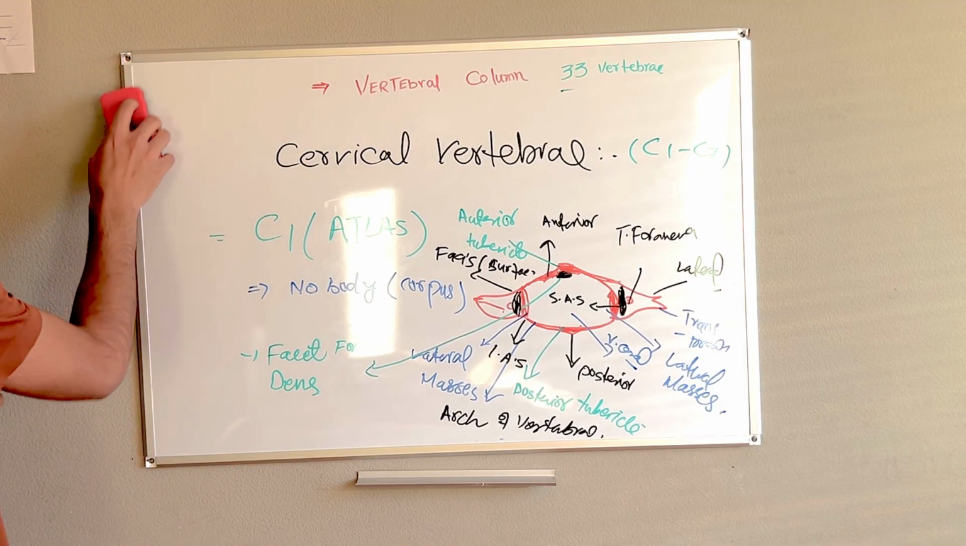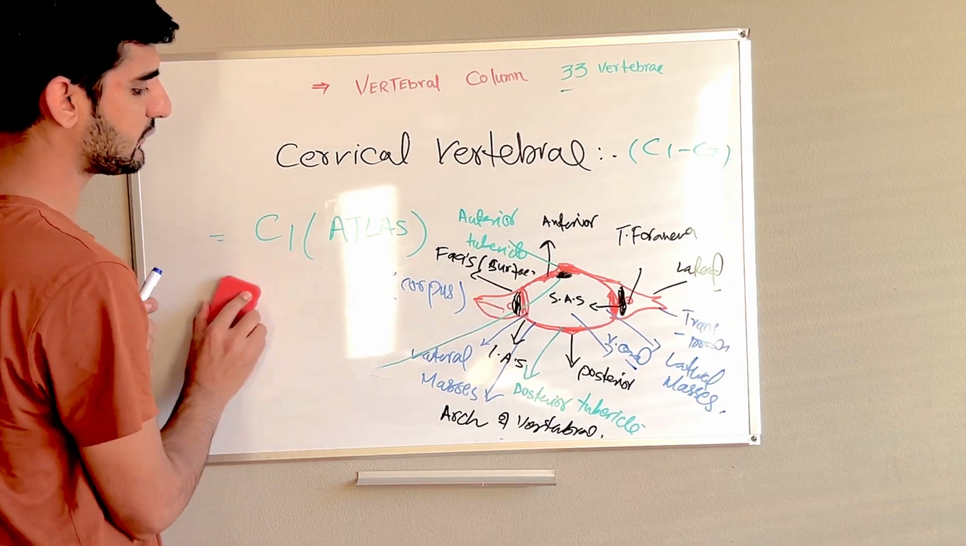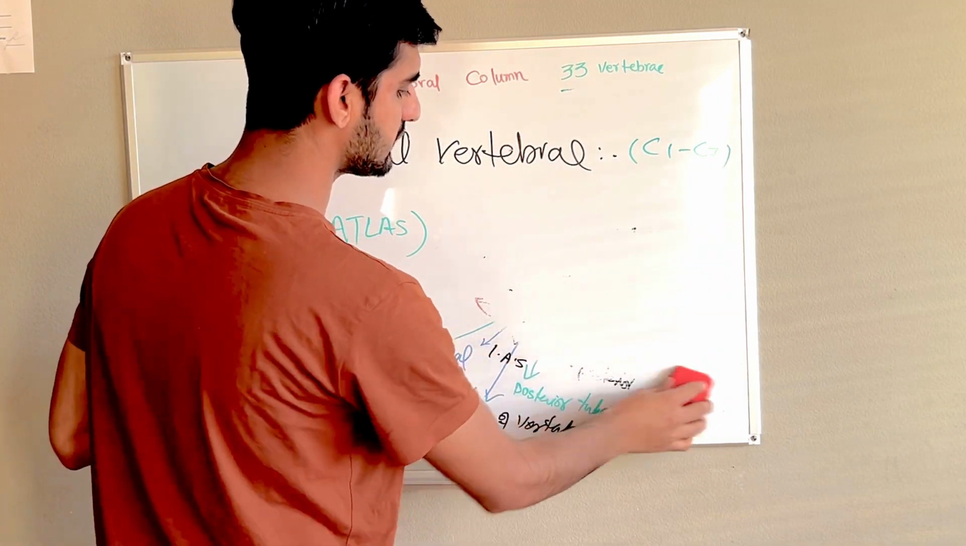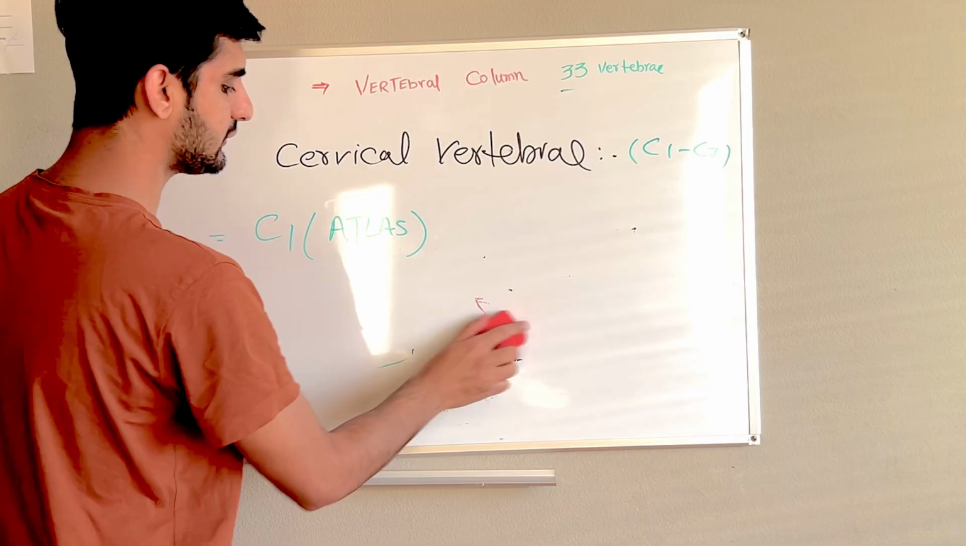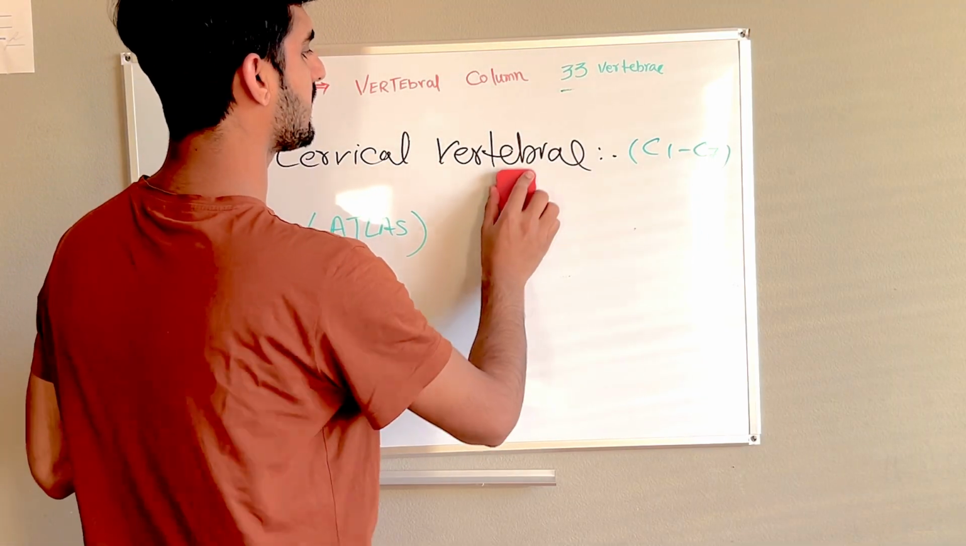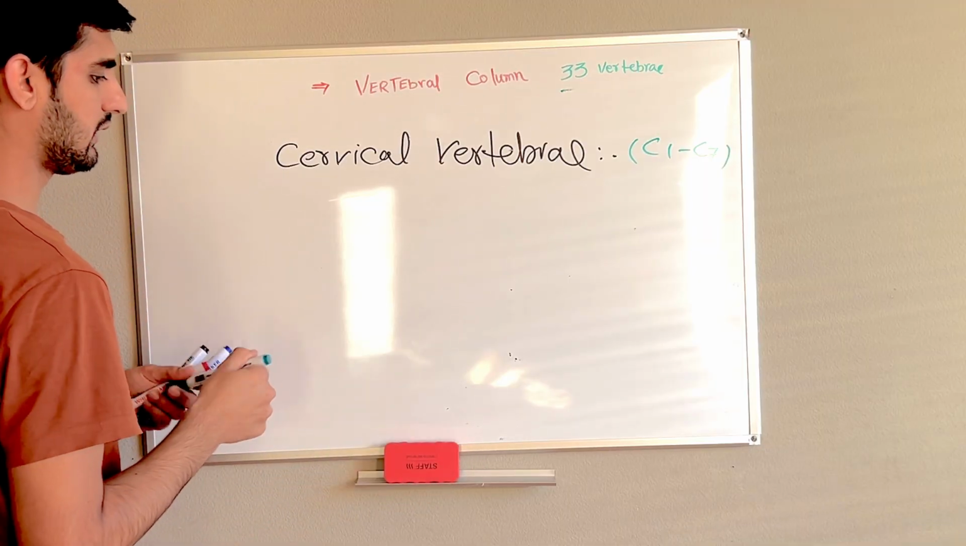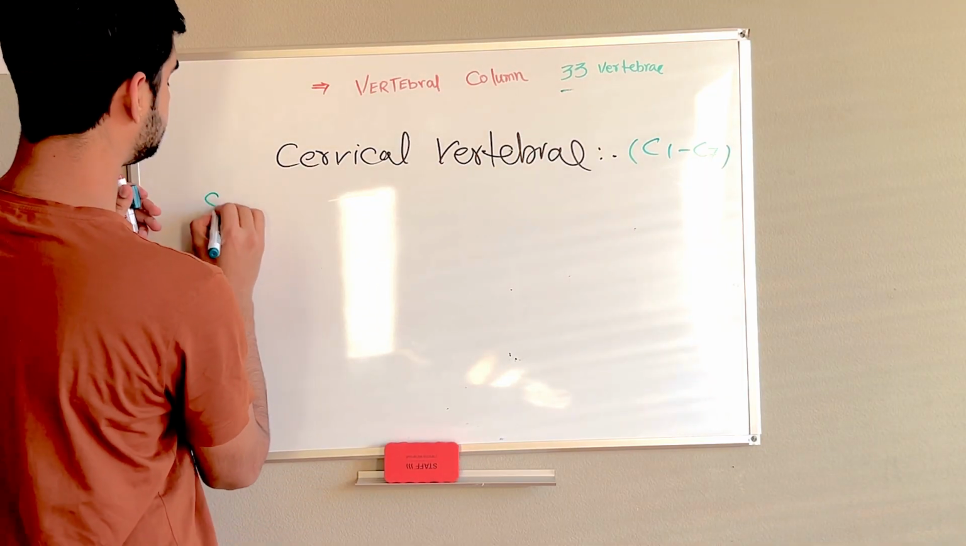Now we will go through the summary of the structure which we discussed of the Atlas vertebra.